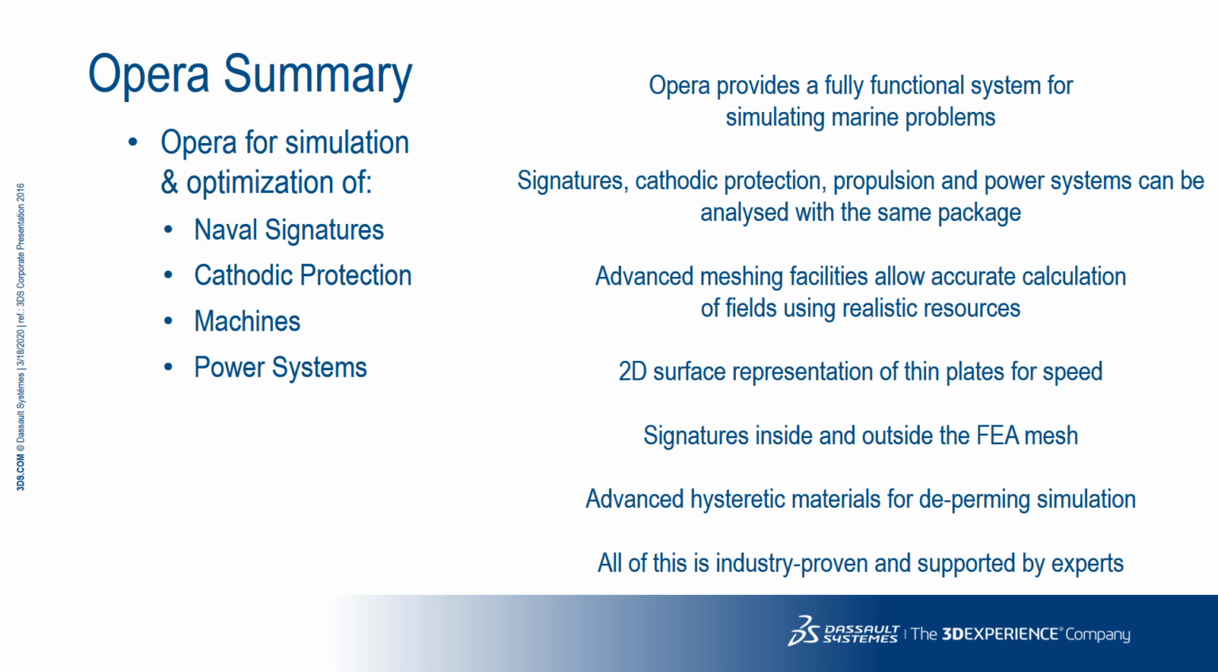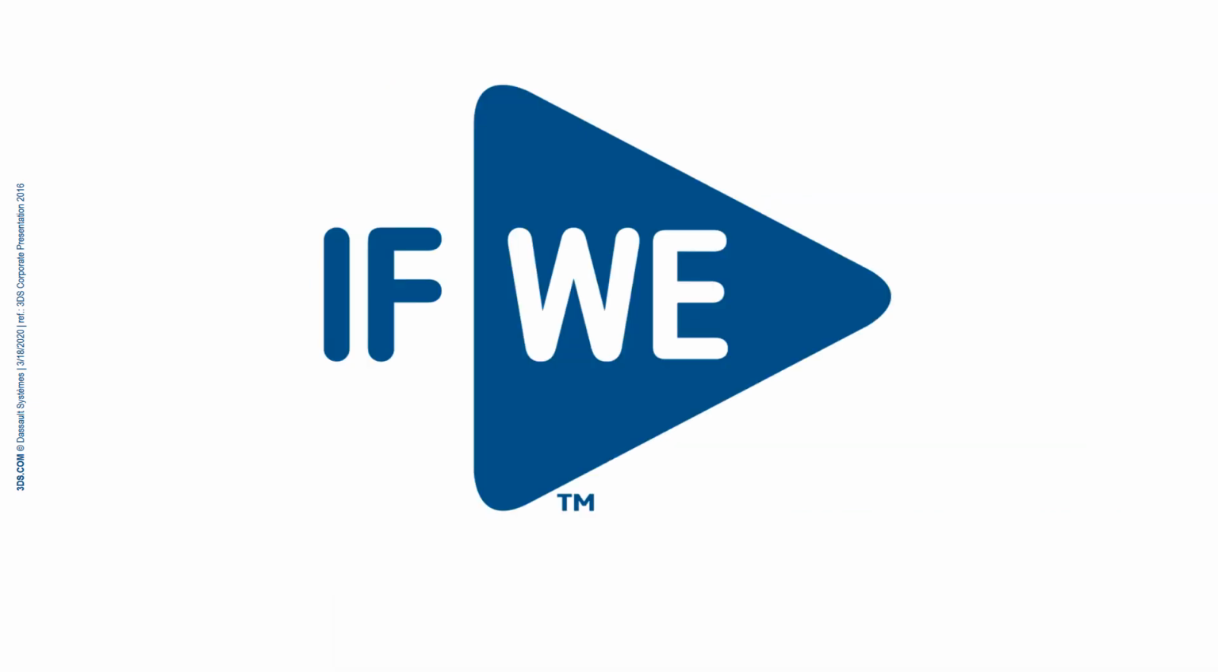So, in summary, Opera provides a fully functional system for simulating a selection of marine problems. Signatures, de-perming, cathodic protection, propulsion and power systems can be analysed with the same package. Advanced meshing facilities allow accurate calculation of fields using realistic sources. Advanced hysteretic material models enable de-perming simulation, and all this is industry proven and supported by experts.